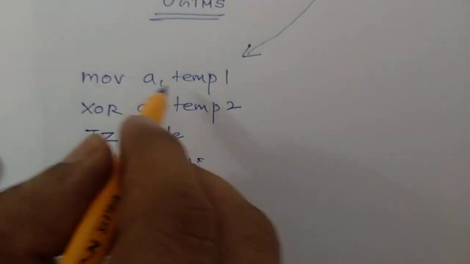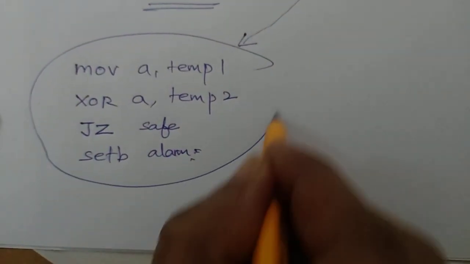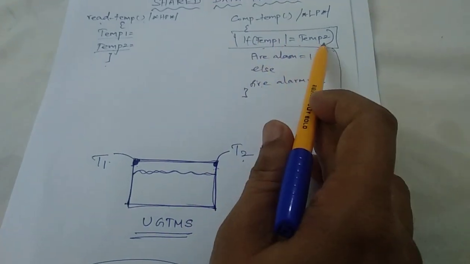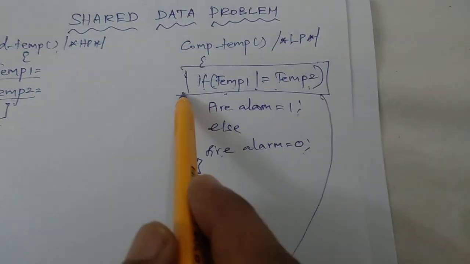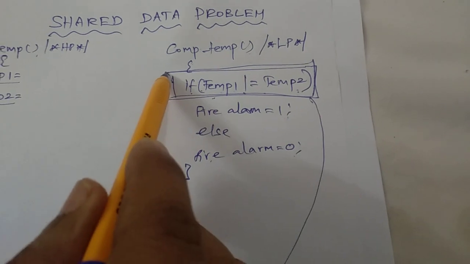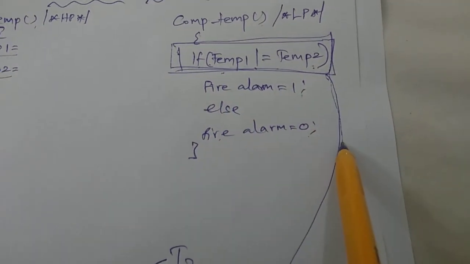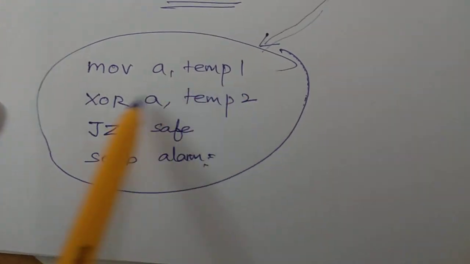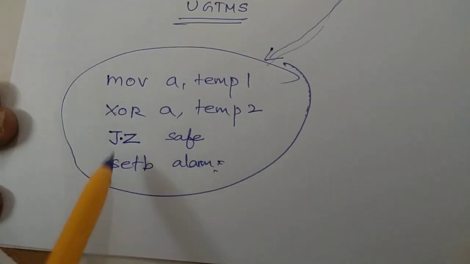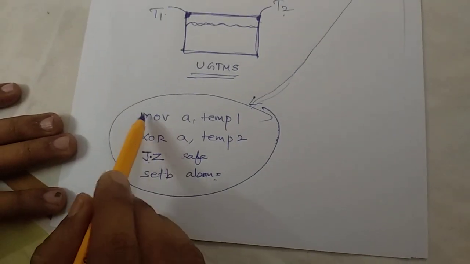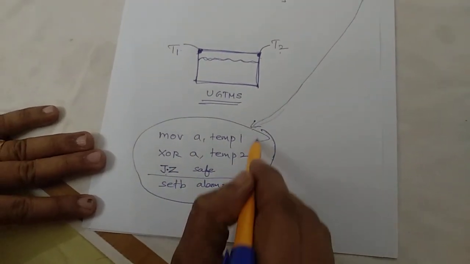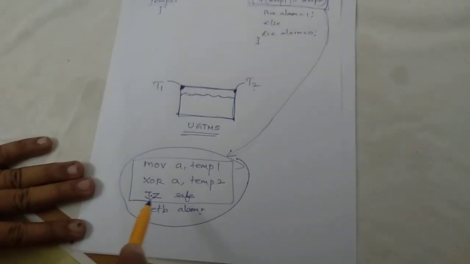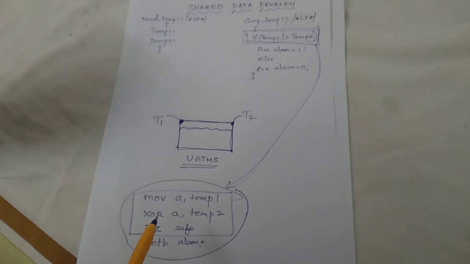One thing we have to understand here is this compare statement. If temp1 is not equal to temp2 looks like a single line of code in the C program, but when it is converted to assembly language, the single line becomes three lines. So there is a possibility of a shared data problem. Let us see one example.